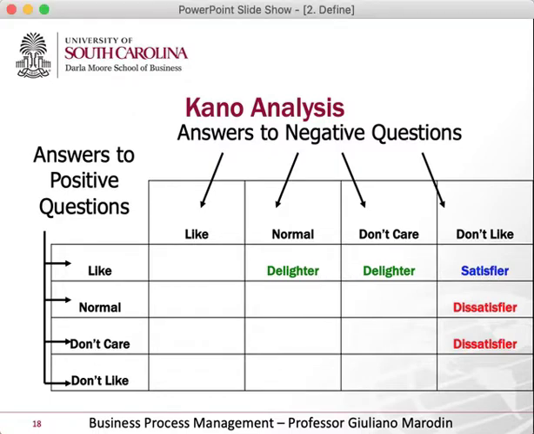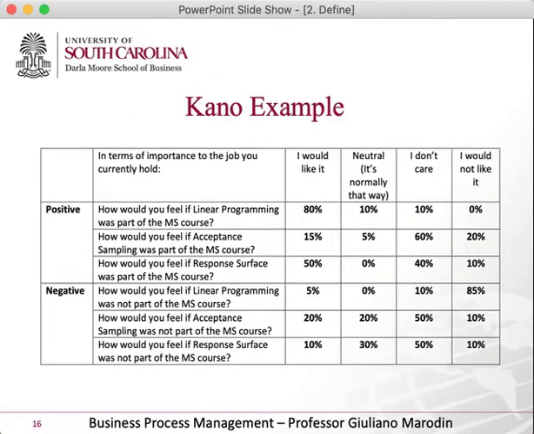Okay, let's take a look at the other ones, right? So here, linear program was here. I would like it if it's there, and I would hate it if it's not there, right? So let's take a look at acceptance sampling. I don't care if it's there. That's okay. And I also don't care if it's not there. So don't care if it's there, don't care if it's not there.